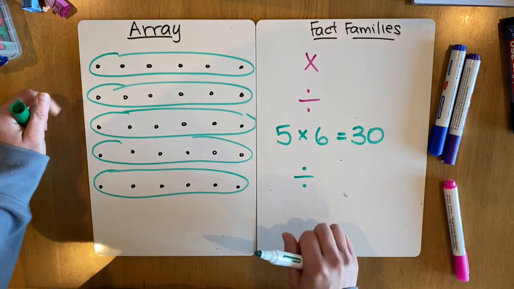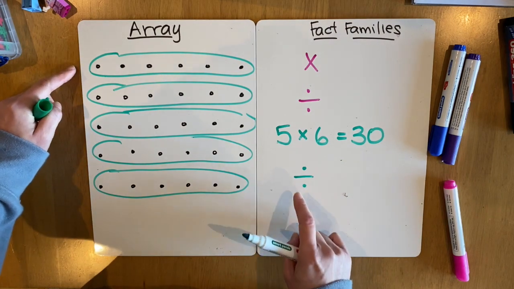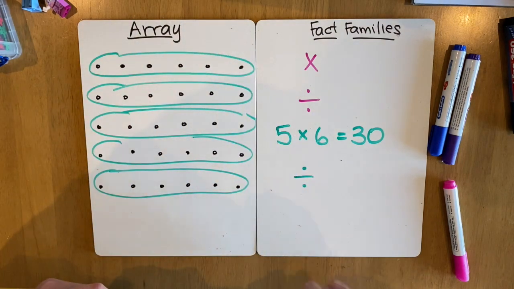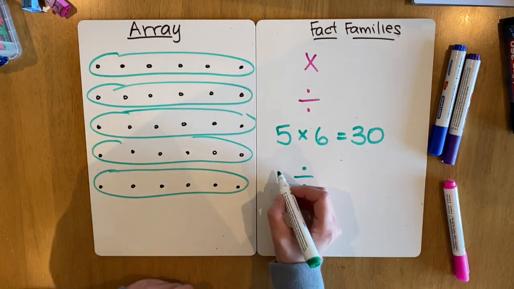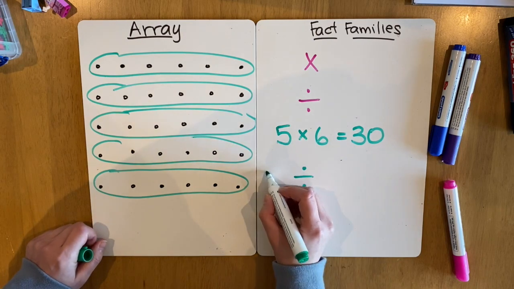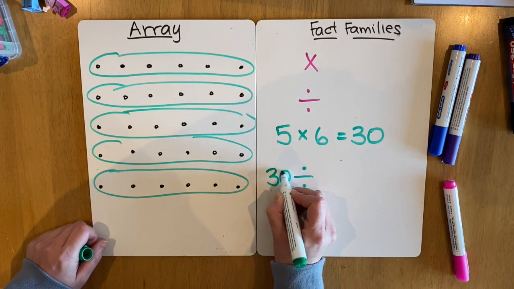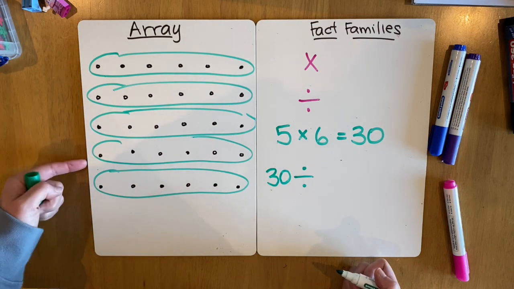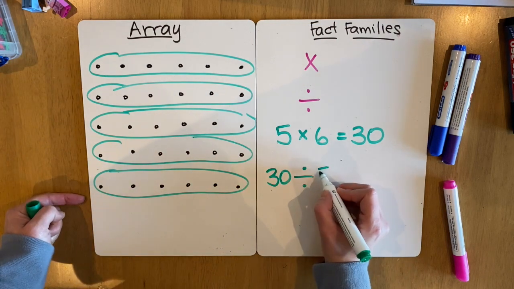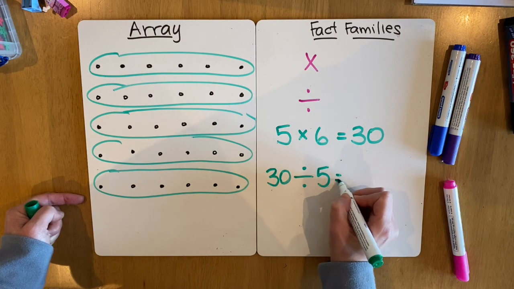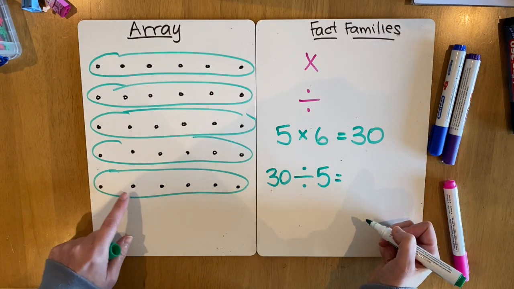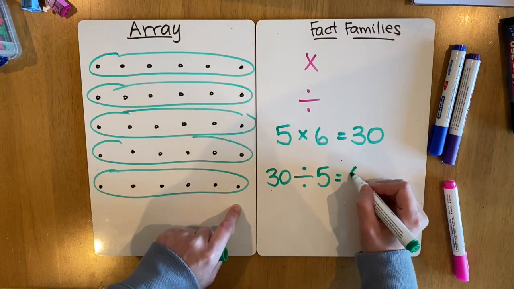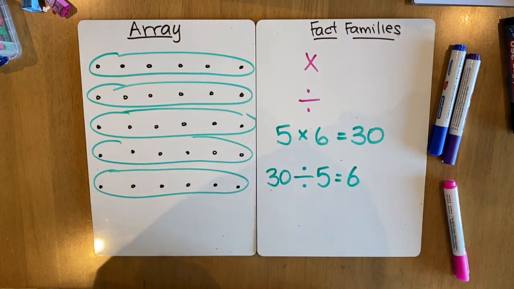Now, let's do the matching division number sentence for this one. So how many all together? All together we've got 30. Shared between how many groups? 1, 2, 3, 4, 5. 5 groups. And how many are in each group? 1, 2, 3, 4, 5, 6. 6. So that's the green group.